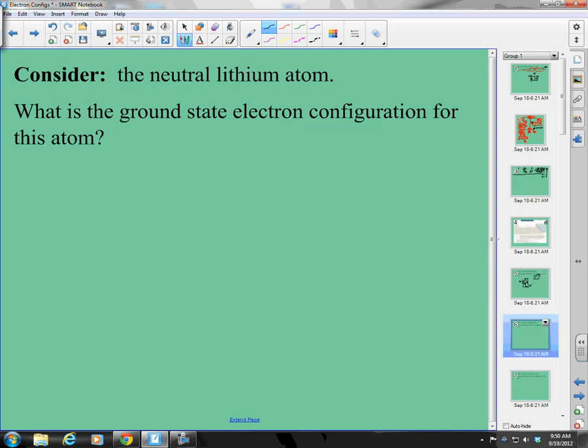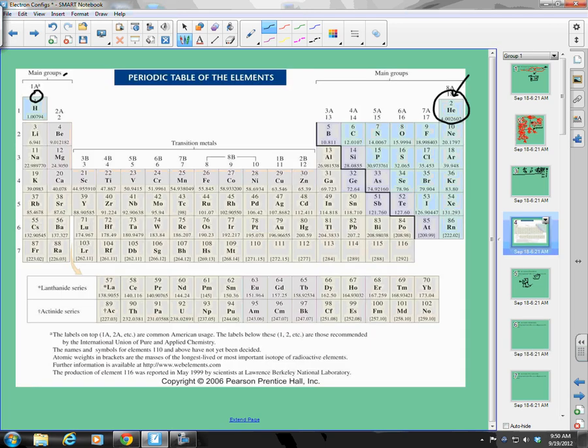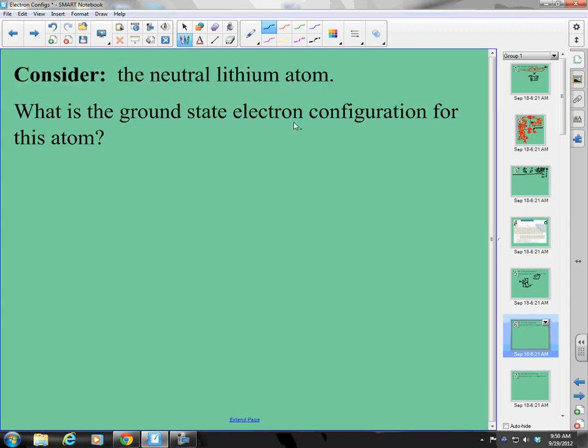Next, consider lithium. Okay, where's lithium? Lithium, right here, folks, over here. Here's lithium. How many electrons does it have? It has 3. So we want to place 3 electrons, and where are we going to start? We're going to start where? 1s, and how many will we put in there? 3, right?